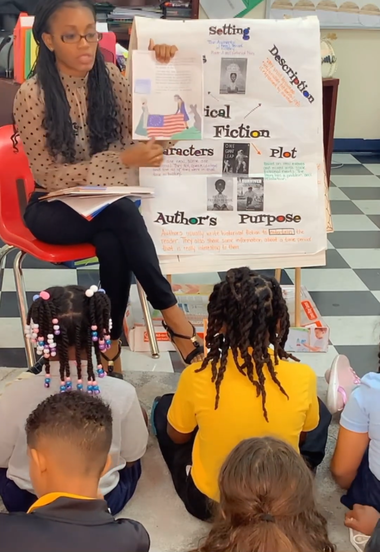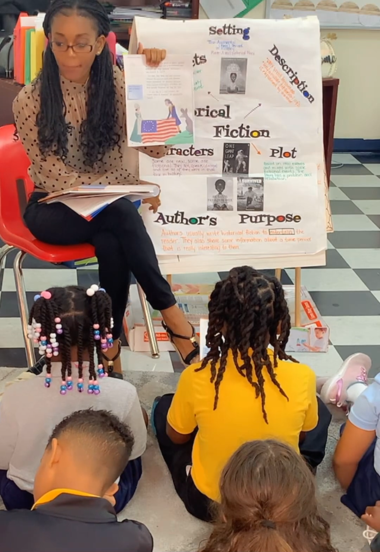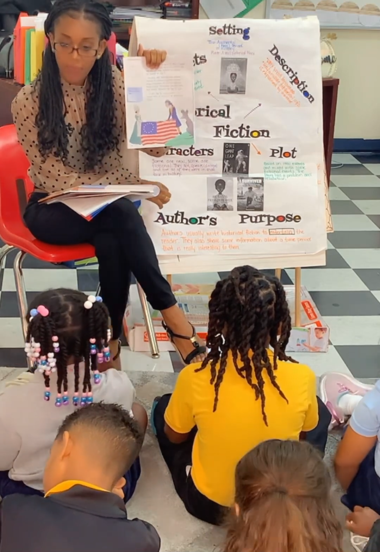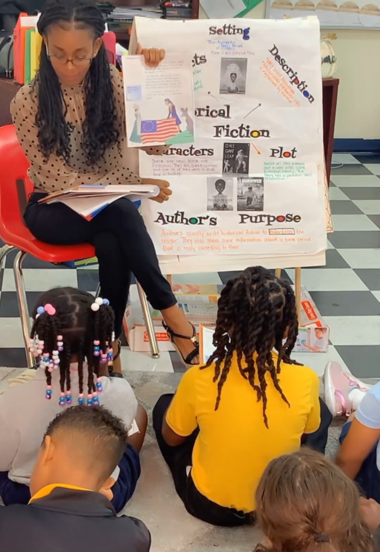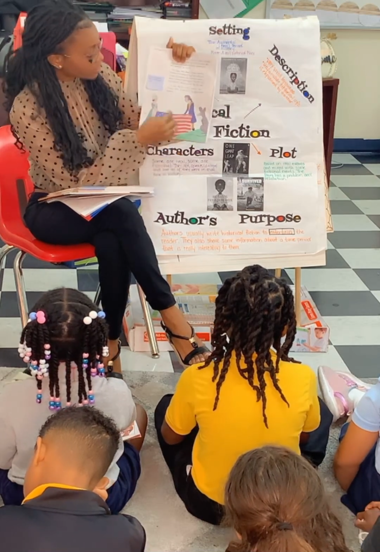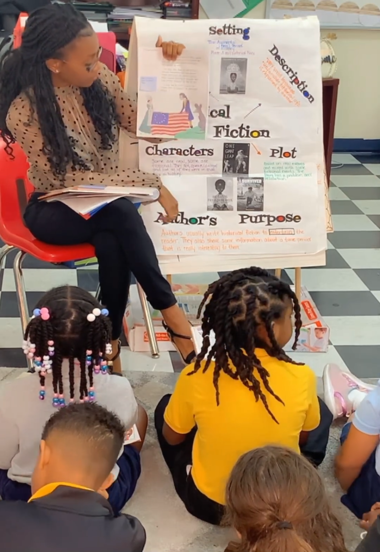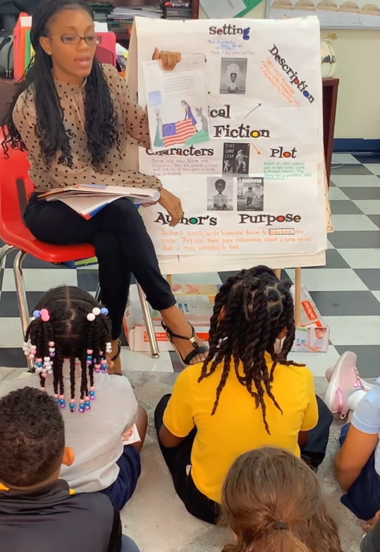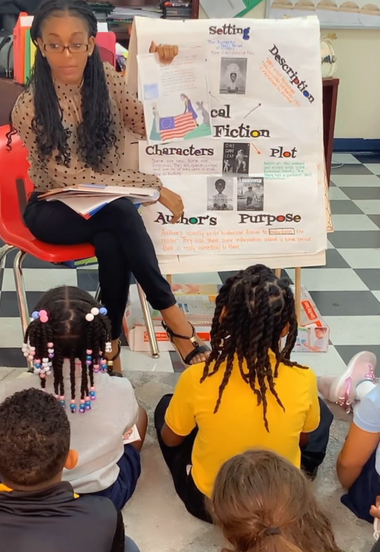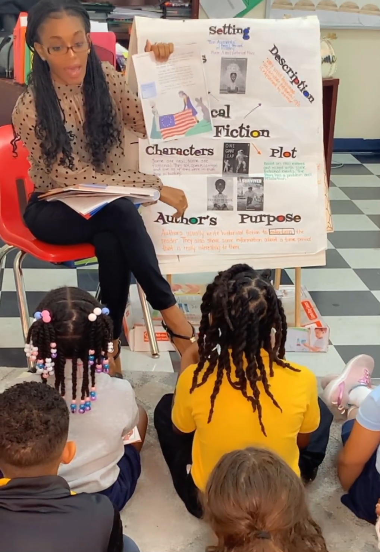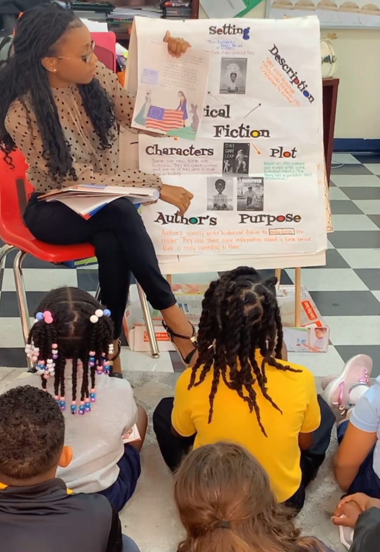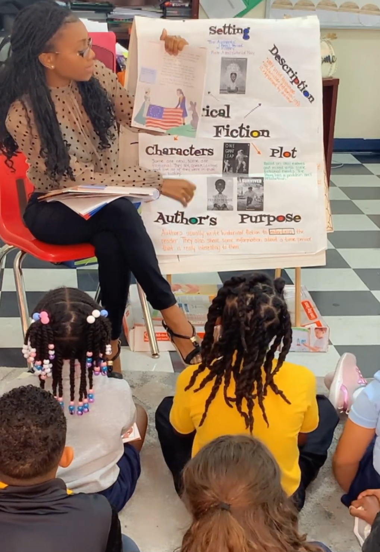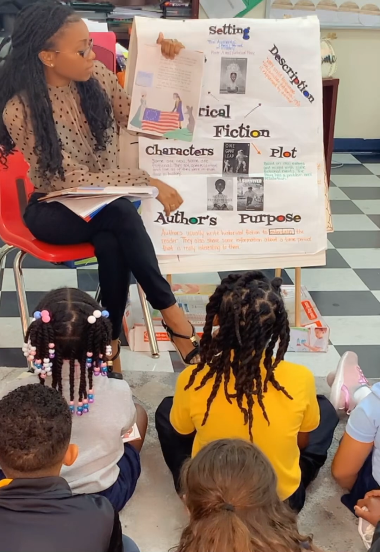So what is the illustration at the bottom showing me? Betsy Ross displayed the flag for General Washington. Very good. This is the flag that we have today. Our flag has 13 stripes that represent the 13 colonies.